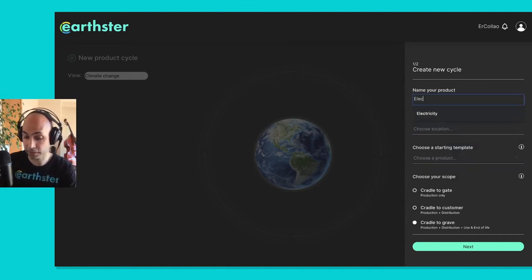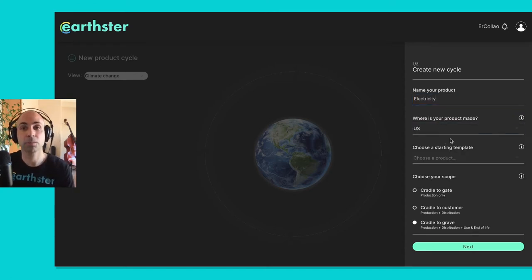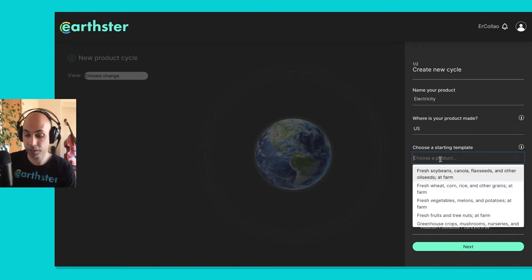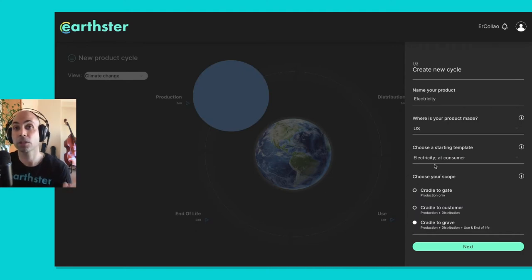For the sake of the example, I'm going to model electricity, and these are similar parts. You can still put the name, the geography, and then the template, with the difference that now when you click on the template, it loads directly in the background the effect of the template. So if I have several alternatives, I could look around and see what type of data I have for each one of them. But then the major novelties are the next two things.